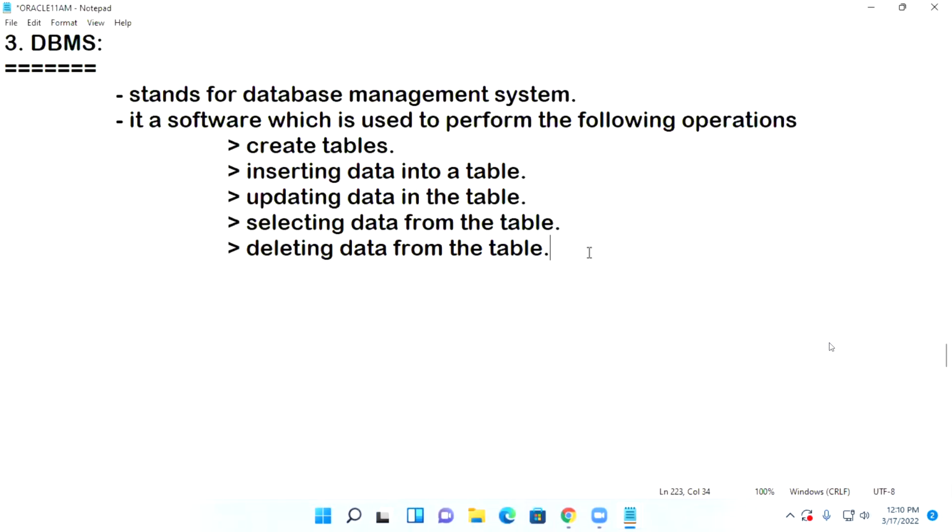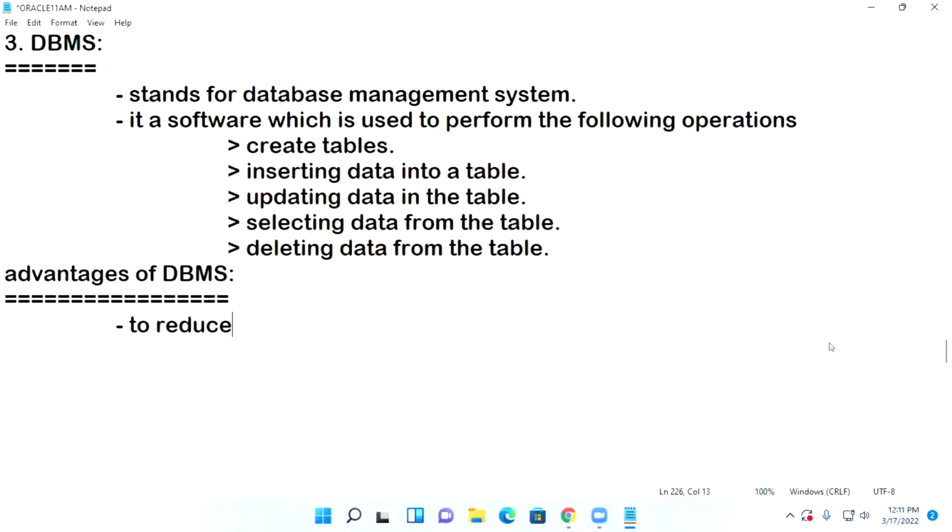So with the help of DBMS, these operations are performed over databases. But what are the advantages of DBMS? Let's see. The advantages of DBMS, guys: the first advantage is to reduce data redundancy problems.